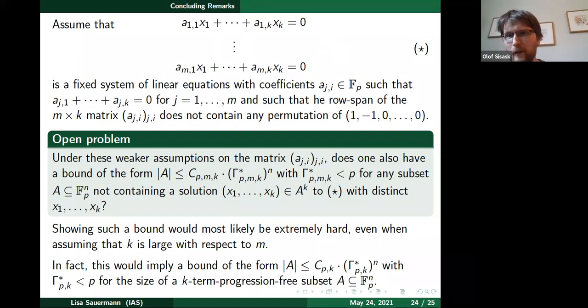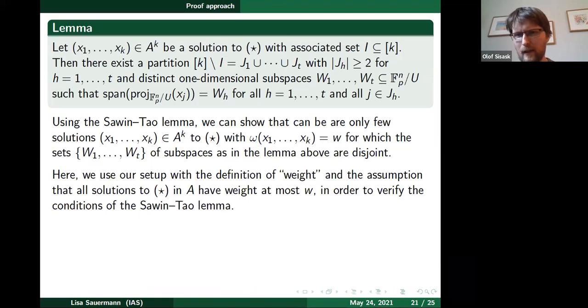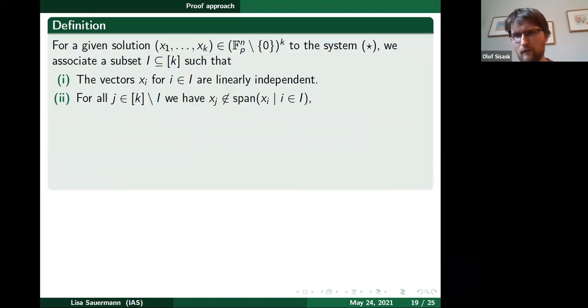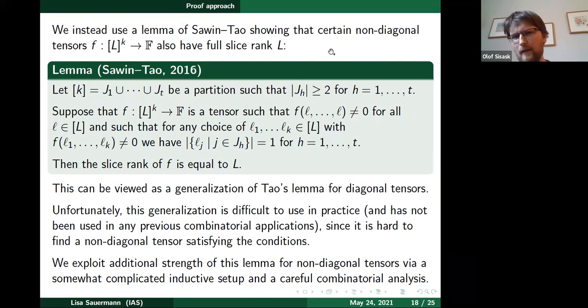Could I ask another quick question? So in this Sauermann lemma on the non-diagonal tensor, the condition looks a lot like this notion of Ruzsa's of, I think, non-trivial solution, and maybe it's even how he defines genus.